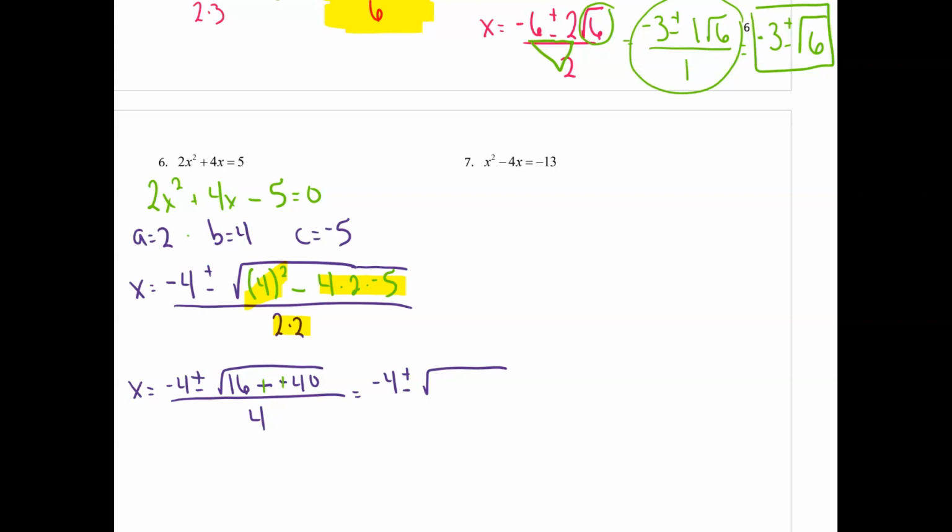So inside that square root is 56, and then all of that is over 4. So what I want to see, is this answer good or is it not? Do I have to simplify further? So the first thing you check is 56, although it's not perfect, does it have factors that are perfect?